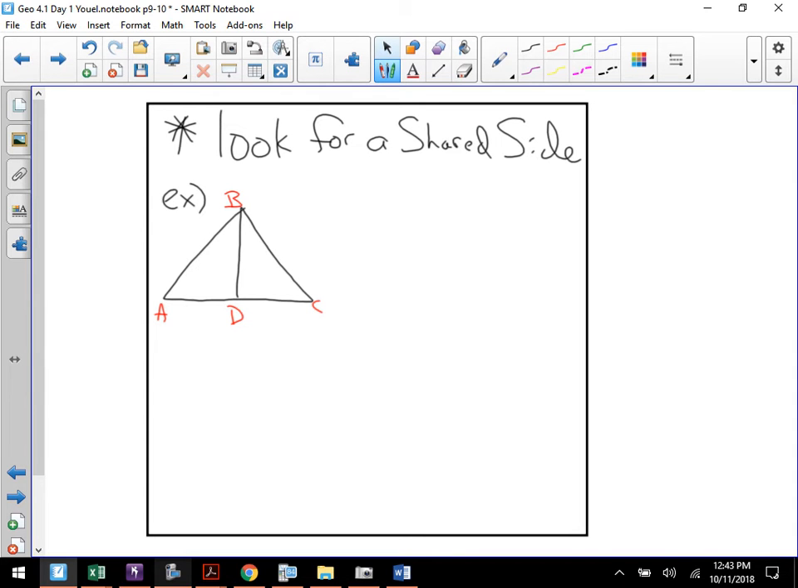Okay? So in a proof, sometimes you have to show that something is congruent to itself. So before I do this, do you guys agree with this statement?